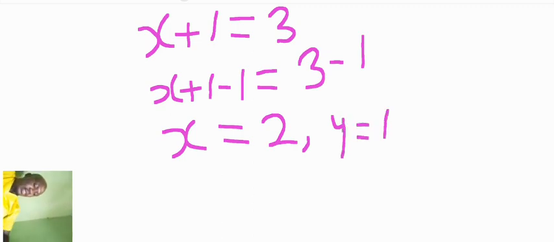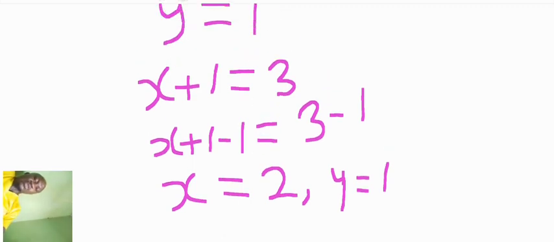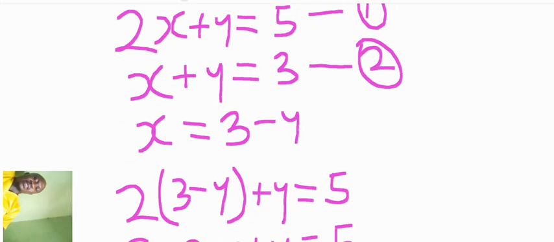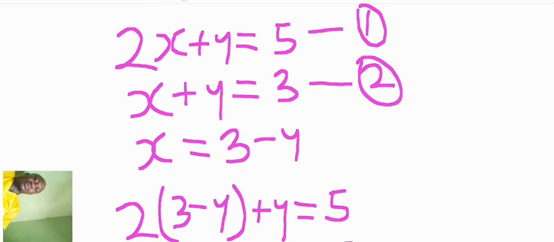Step 6 says that we should check the solution. So let's go and check the solution to find out if our answers are correct. From equation 1, x is 2. So in place of x, I'll put 2 there. And in place of y, I'll put 1 there. So let's check and see if you are going to get 5.